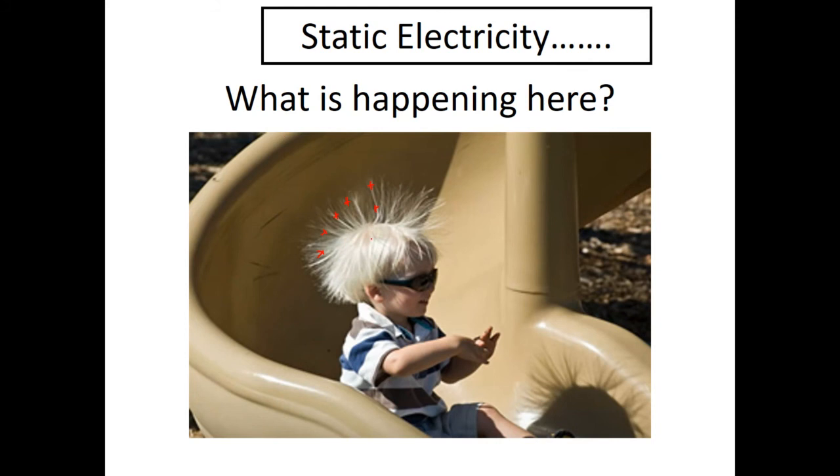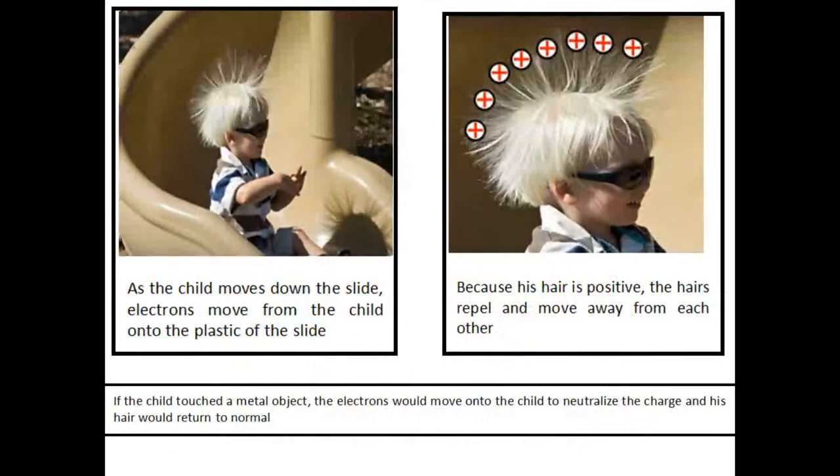Now if he wants to return his hair to its original position, what will happen? He has to touch some metal. When he touches some metal, what will happen? The electrons will be transferred and the charge will be nullified, and his hair will come back to its original position. You can see I gave the explanation here.